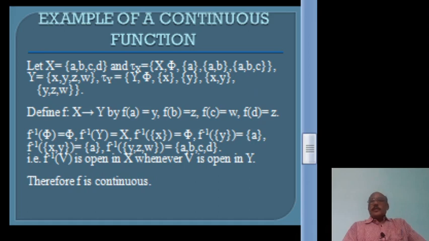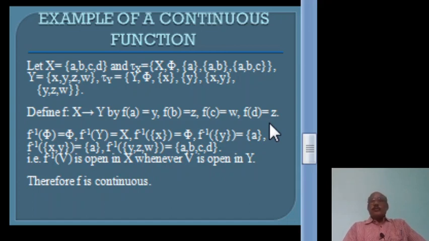For example, consider this topological space X. X is a set and tau X is the topology on X. Y is another set and tau Y is a topology on Y. Define a function F from X to Y by F of A is equal to Y, F of B is equal to Z, F of C is equal to W, F of D is equal to Z. Let us check whether F is a continuous function or not. In Y, we consider all open sets. For each open set, we check whether the inverse image is open or not.